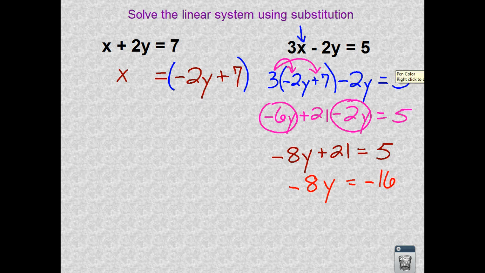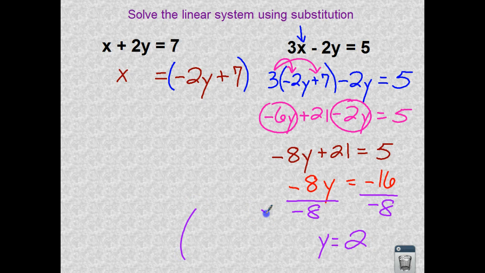And get rid of the negative 8 coefficient. Inverse operation will divide. So y is equal to positive 2. So if I'm looking for an intersection point, I know that my y value is going to be positive 2. Now I need to figure out what my x value is going to be. Knowing that y is 2, I can go into either equation and substitute in my value of y so that I could figure out what my x is.